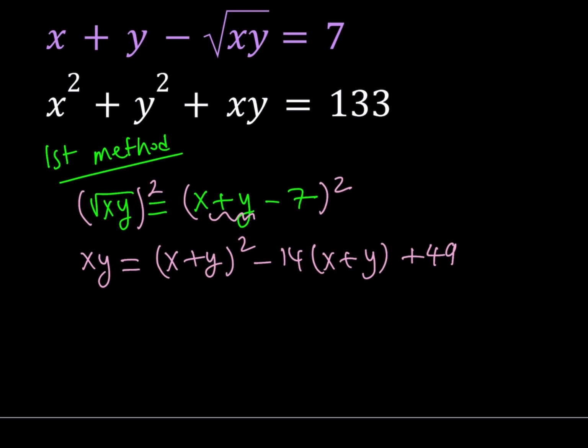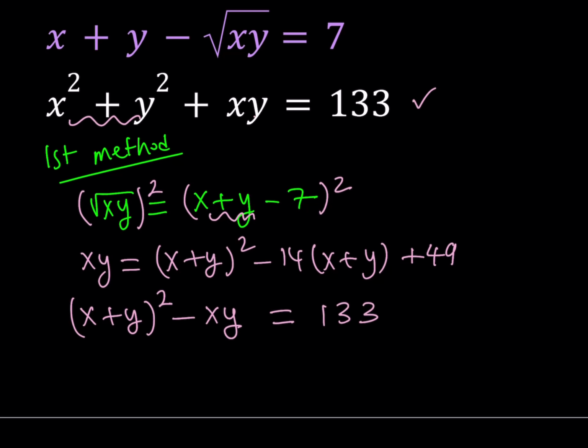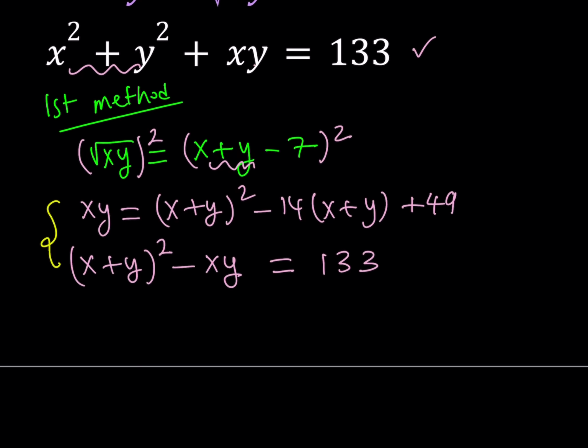Okay, my second equation can also be manipulated. I can replace x squared plus y squared with (x plus y) quantity squared minus 2xy. But then there's an xy here, so I can just write it as minus xy equals 133. Now this is my new system, and notice that this system is in two variables. One of them is x plus y, the other one is xy.